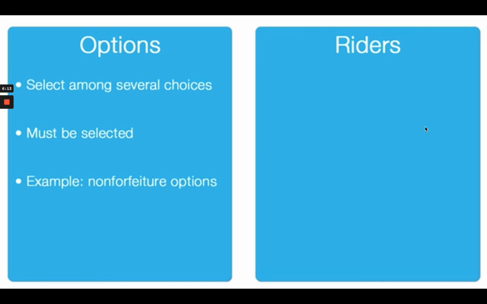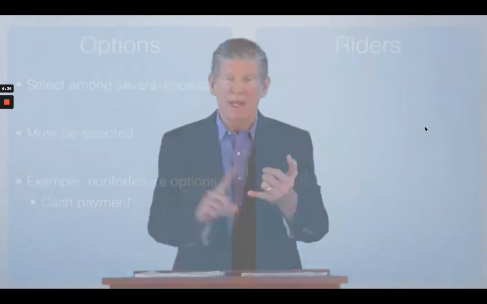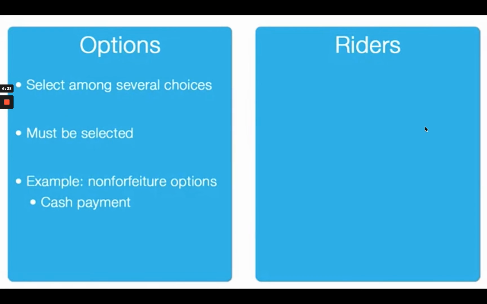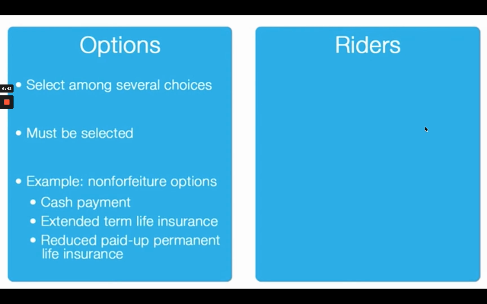In a whole life insurance policy, permanent life insurance policy, the cash value is fully non-forfeitable, meaning it's always an asset of the policy owner. And if the policy is surrendered, the cash value is payable to the policy owner. But the insurance company doesn't dictate how that money is going to be given. It gives the policy owner several optional ways to receive that. They can take it as a cash payment, they can elect an extended term option, or they can elect a reduced paid up option. There's a good example of how options work.